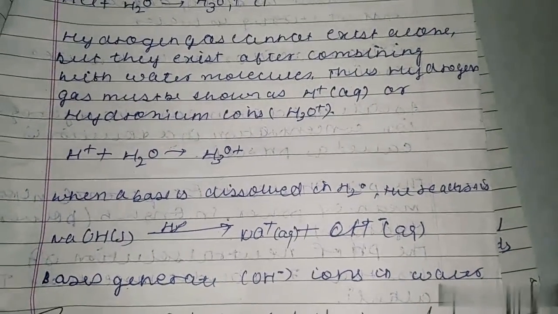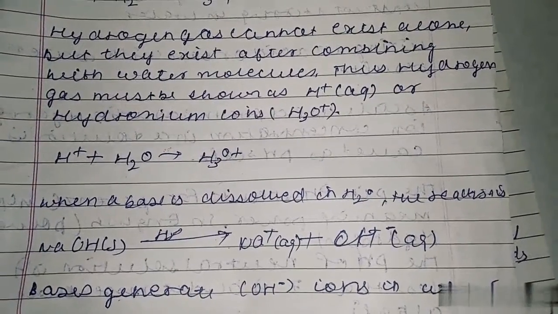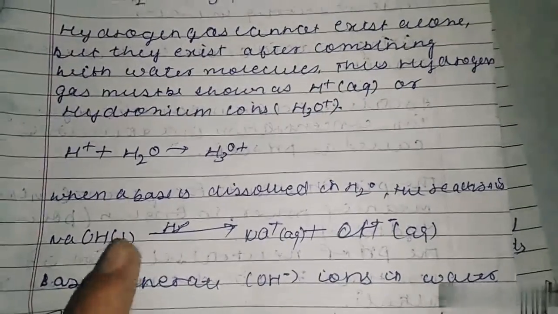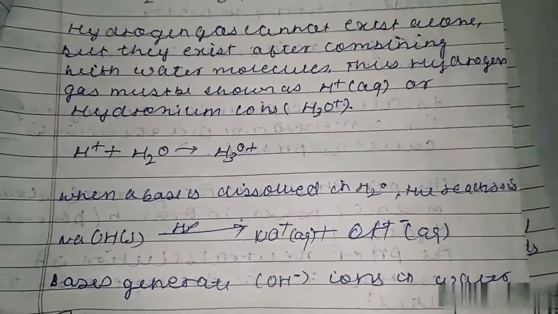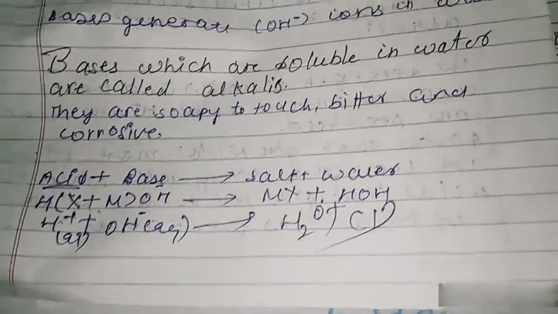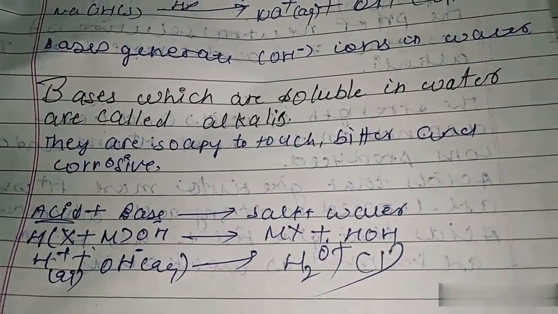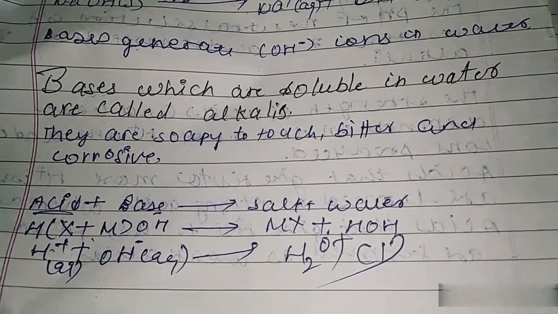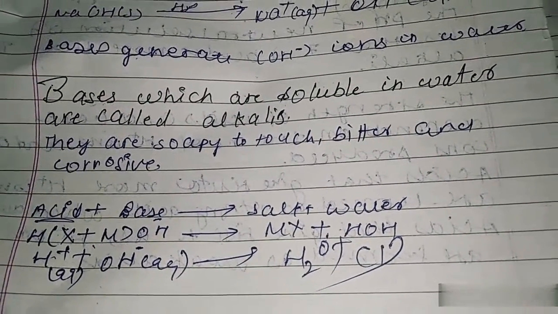When a base is dissolved in water, for example NaOH, it decomposes into Na+ and OH-. So friends, this is a general decomposition reaction as well. Bases generate OH- ions in water. Bases which are soluble in water are called alkalis. So what are alkalis? The bases which are soluble in water are termed alkalis. They are soapy to touch, bitter and corrosive. ठीक है? Soapy होते हैं बहुत, bitter होते हैं, corrosive होते हैं.